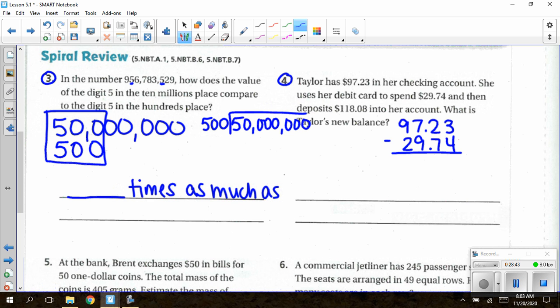Then it says she deposits $118.08 into her account. Remember, depositing money means you are putting more money into the account, so you are increasing your balance. So therefore, you will have to add $118.08 plus whatever you found when you subtracted the first time.